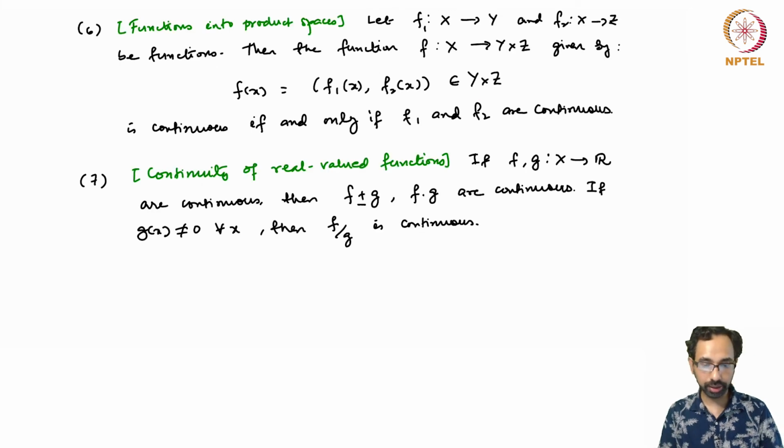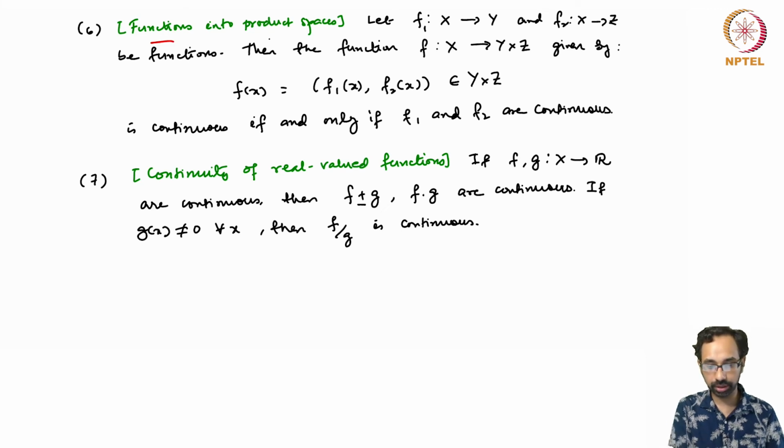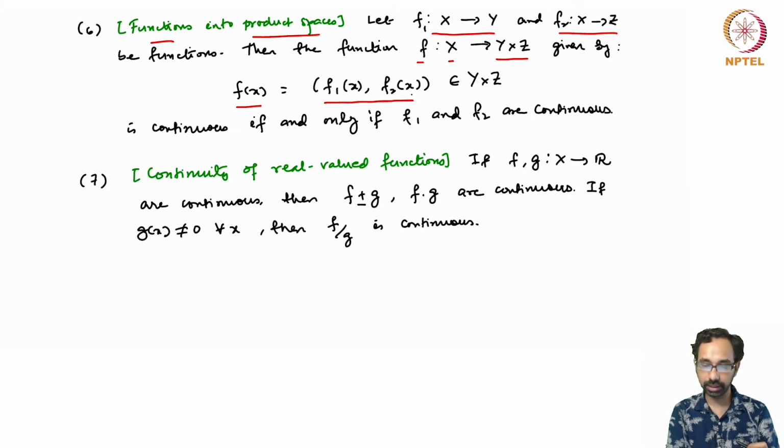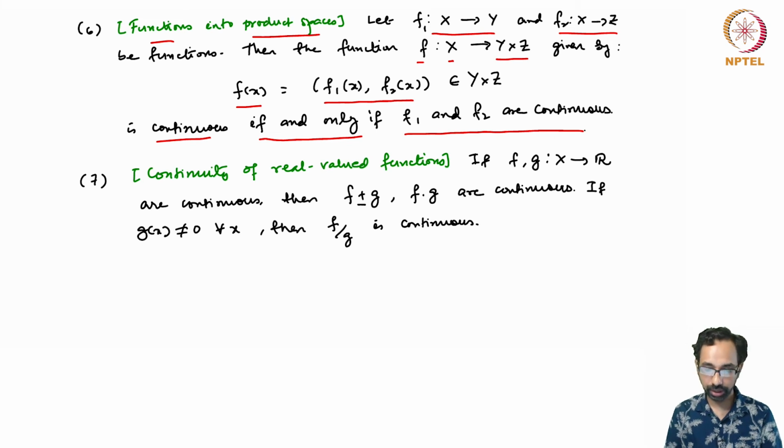Finally, let us see two other ways of constructing continuous functions. The first one is functions into product spaces. So for example, if you have two functions f1 from X to Y and f2 from X to Z, then the function f from X to the Cartesian product Y cross Z, given by f(x) equals (f1(x), f2(x)), which is a point in the Cartesian product, is continuous if and only if both f1 and f2 are continuous. This is a very useful result that we can use many times.